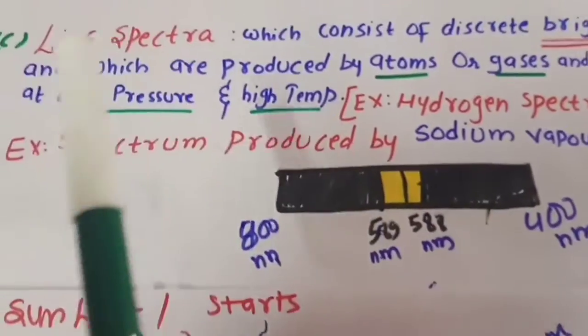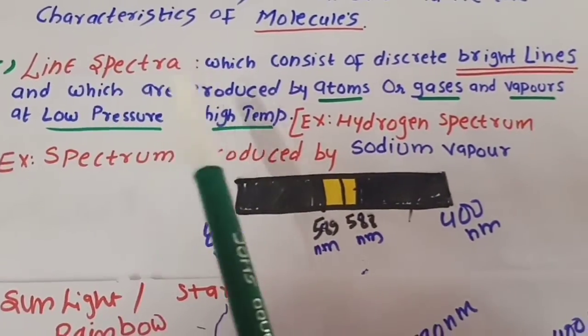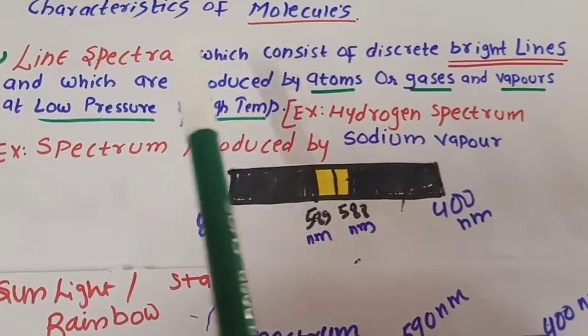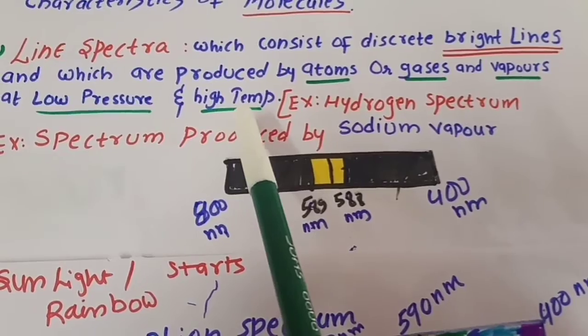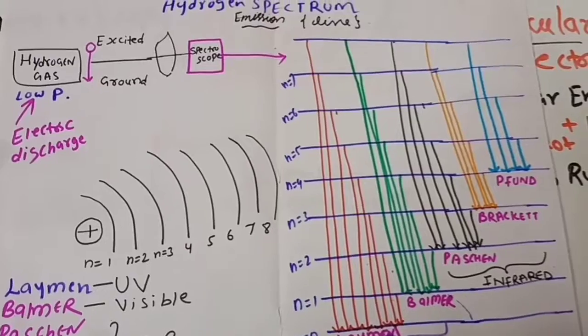Then we can say that the line spectra consist of the discrete bright lines, which are produced by the atoms or the gases and the vapors at low pressure and high temperature. So examples are the hydrogen spectrum and the sodium spectrum.